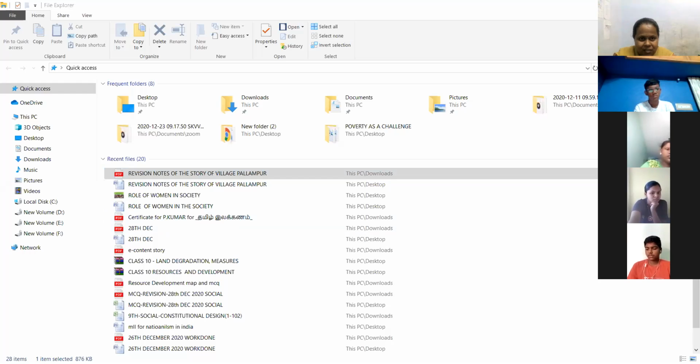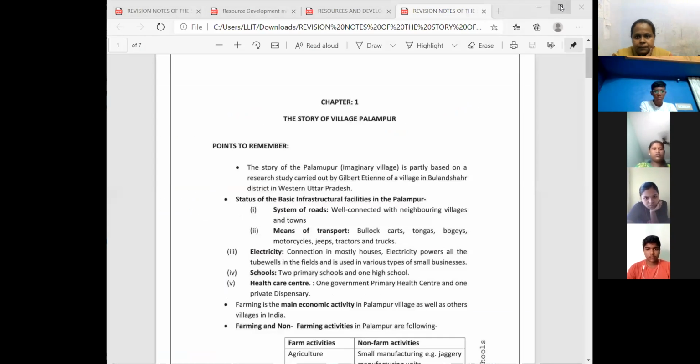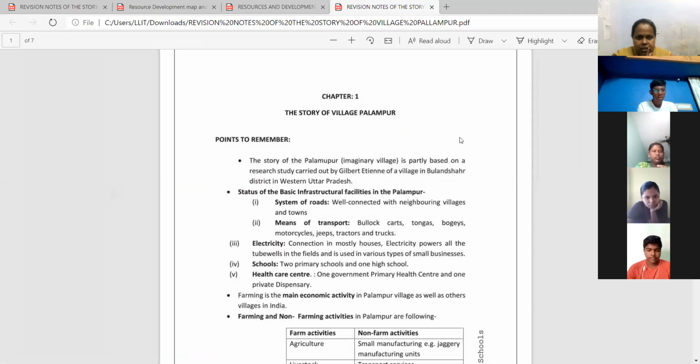See, third standard students don't know what you mean by manufacturing, dear. Can you understand what I am telling? Third standard students don't know the meaning of manufacturing. A student can understand everything by the way you share it. Can you see the story of village Pallampur, my dears? Yes, ma'am.